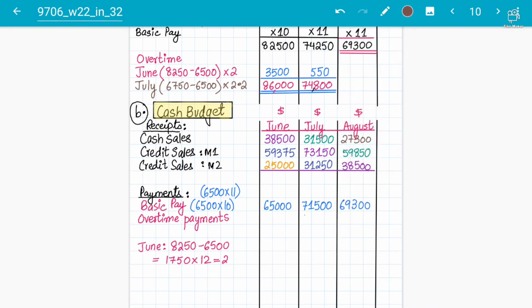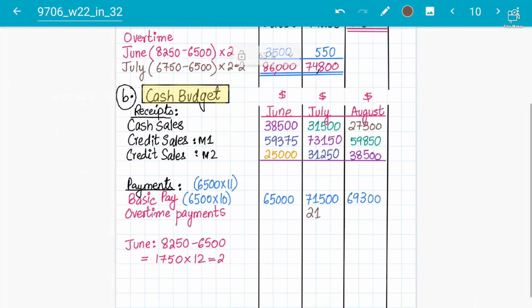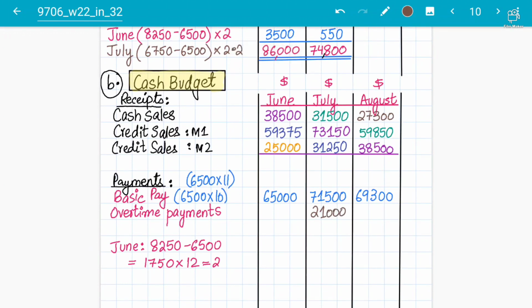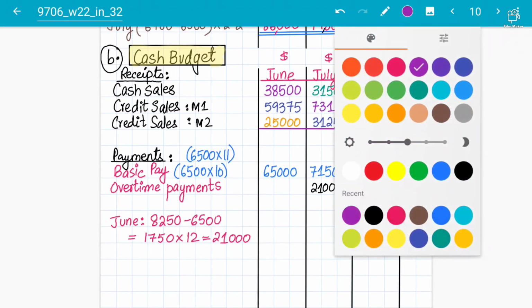In August. So overtime payment, students, you will receive in the next month. So the June overtime payment, students, will come in July. Okay, तो जो जून में जो एक्स्ट्रा वर्क काम किया है वो जुलाई में एक्स्ट्रा आवर्स की पेमेंट जुलाई में मिलेगी. So that is very important that 21,000 will come here. Let me do another example.